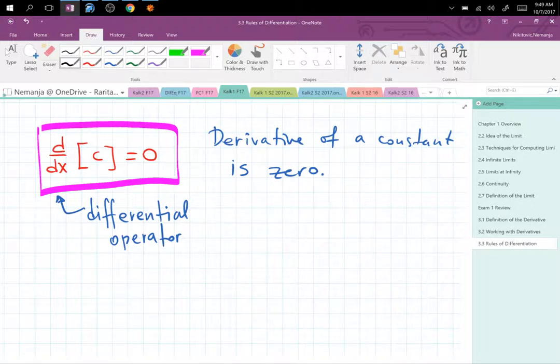What is the derivative? What is the purpose of the derivative? What does it do? Yes? To write the rate of change. What's a change in a constant? What's a change in a constant? 0. Constants don't change, hence constant, right? So, the derivative measures the change. Constants do not change. The derivative of a constant, common sense, must be 0.